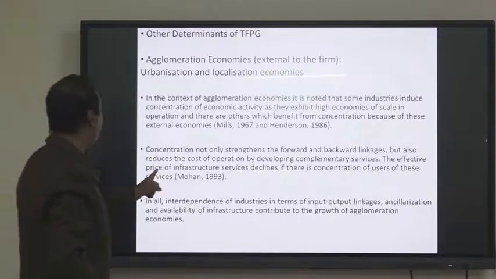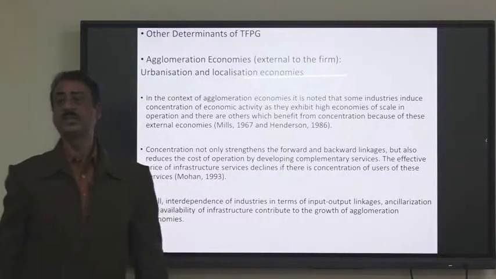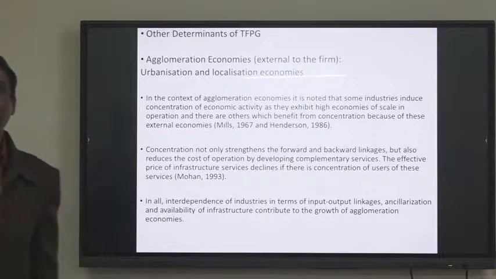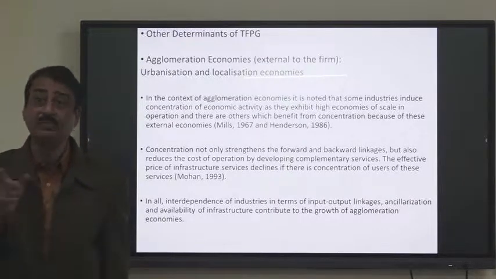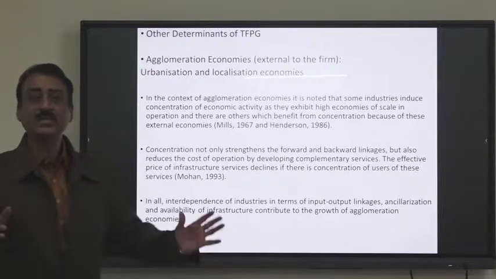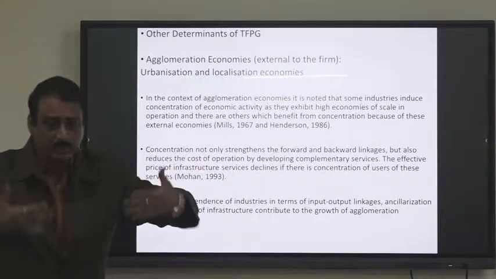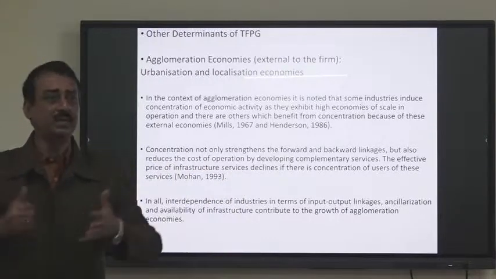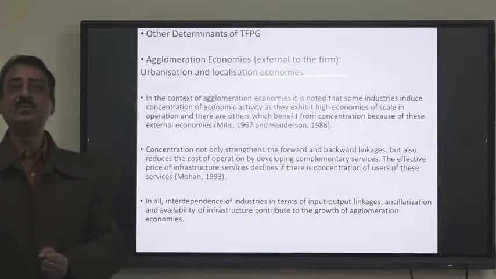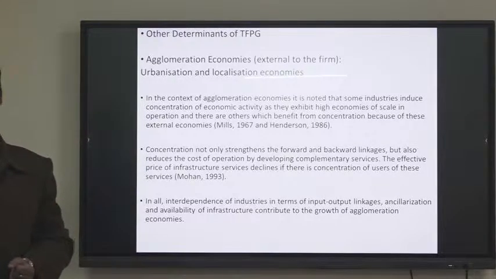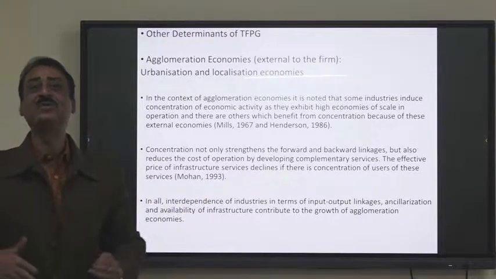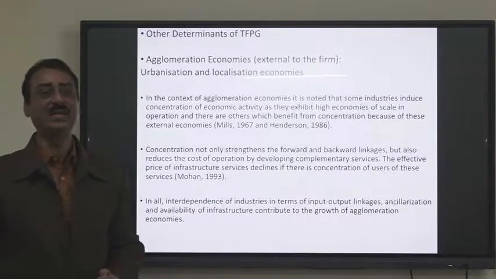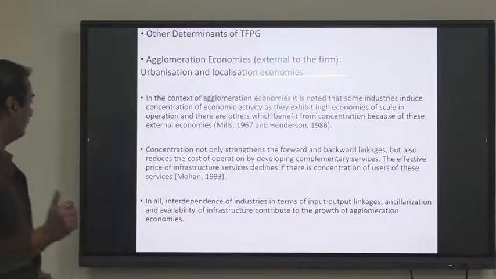Similarly, you will find the effective price of infrastructure. Suppose the government says, okay, I will provide you a railway track for your company, but you will have to share the cost. So what is happening? There are 5 industries which would benefit from the creation of the railway track. So the government will say, okay, each of you then contribute this much. Because there are many users, the cost will be divided among those users.